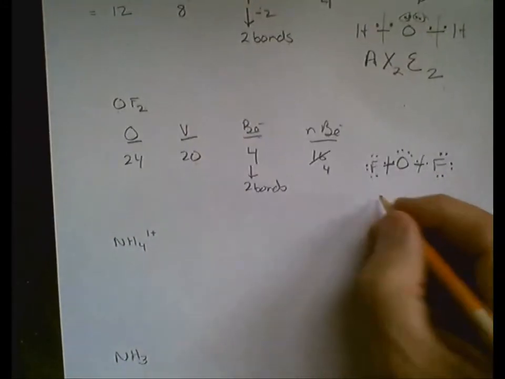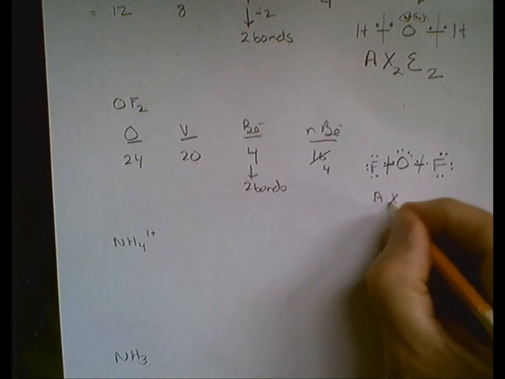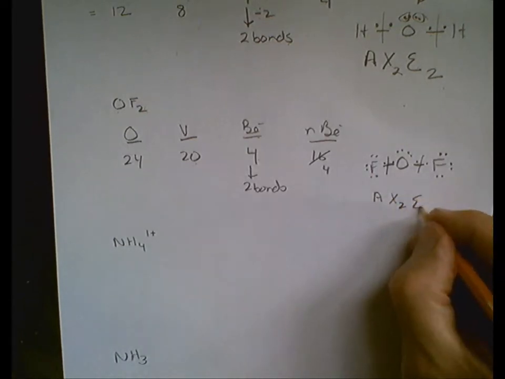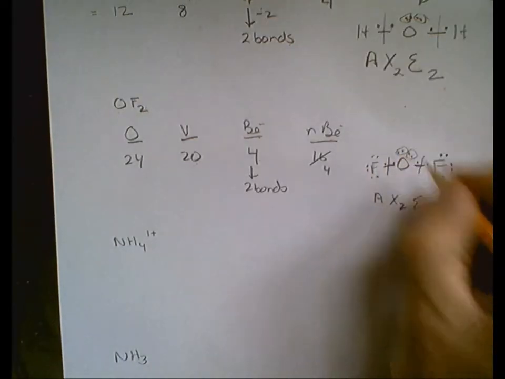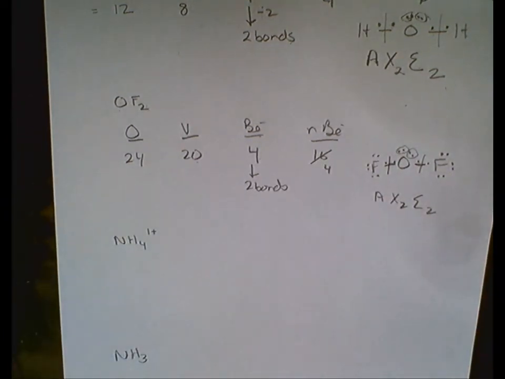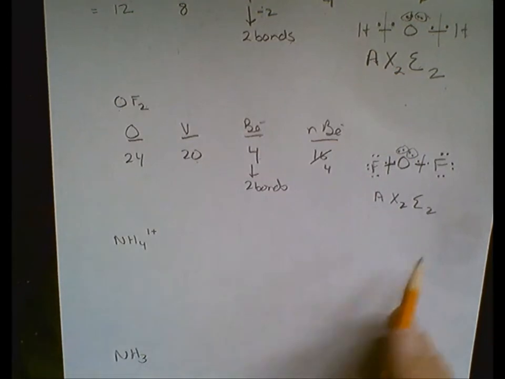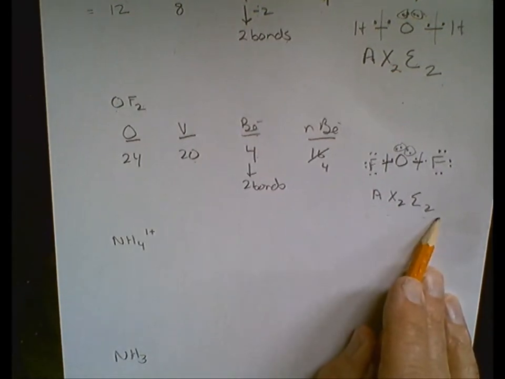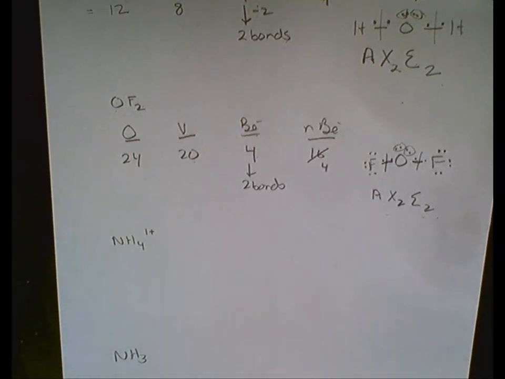What is this? It is AX2E2. You don't count the non-bonding electrons on the fluorine. So then you would look up AX2E2 on the chart that's in your content, and it would tell you what the shape of the molecule is.